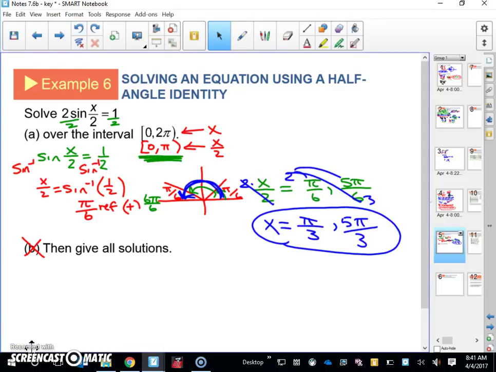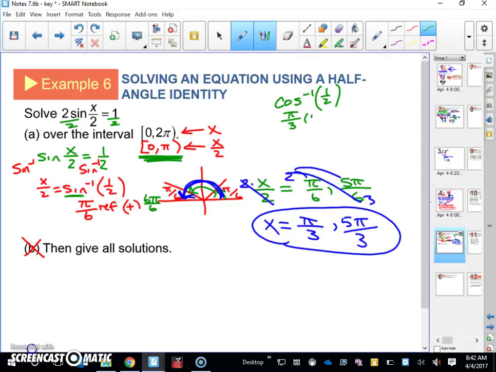I want to go back into part A and just imagine what it would look like with a cosine. If that had been cosine instead of sine, at the point where we had inverse sine of 1/2, if we had done inverse cosine of 1/2, that would have been a pi over 3 reference, where cosine is positive, which is over here. I don't really care about the numbers all that much, but remember our interval was from 0 to pi.